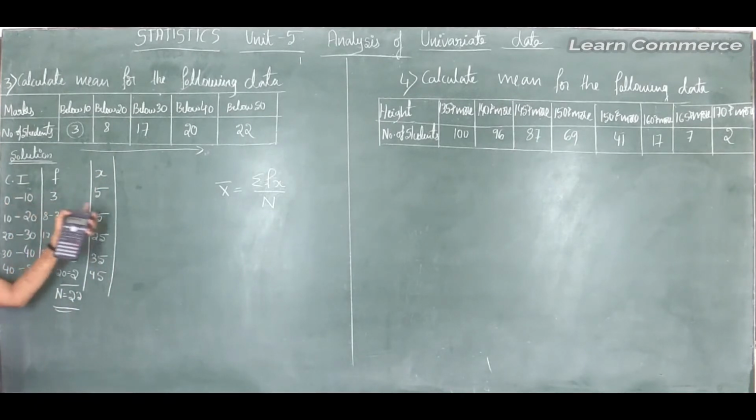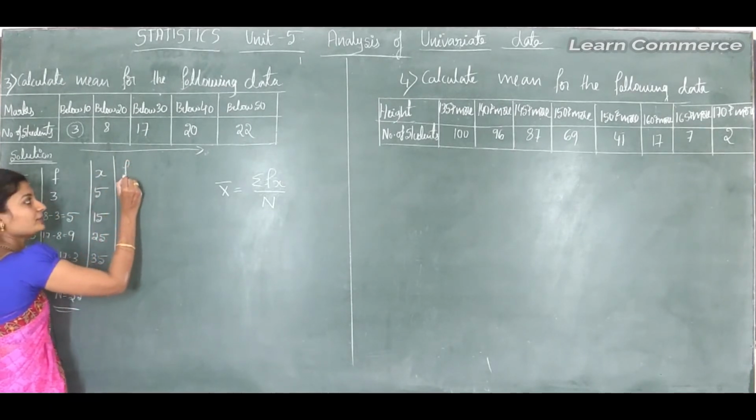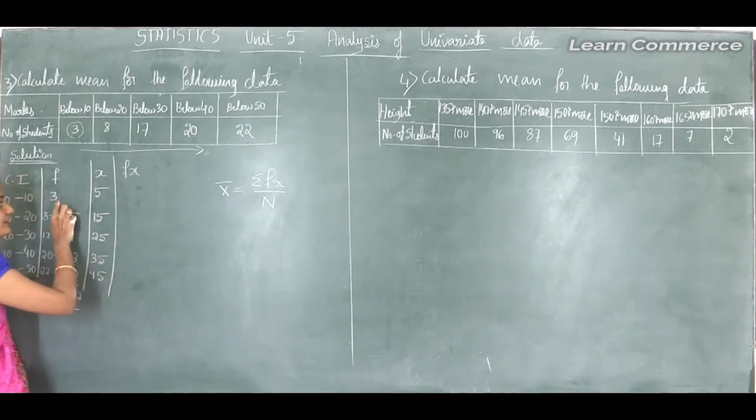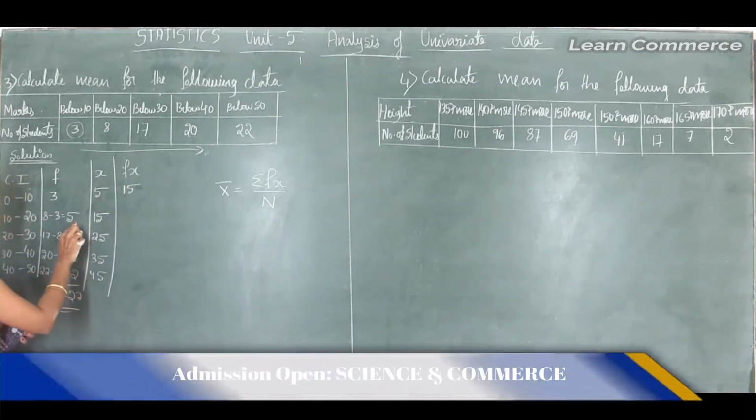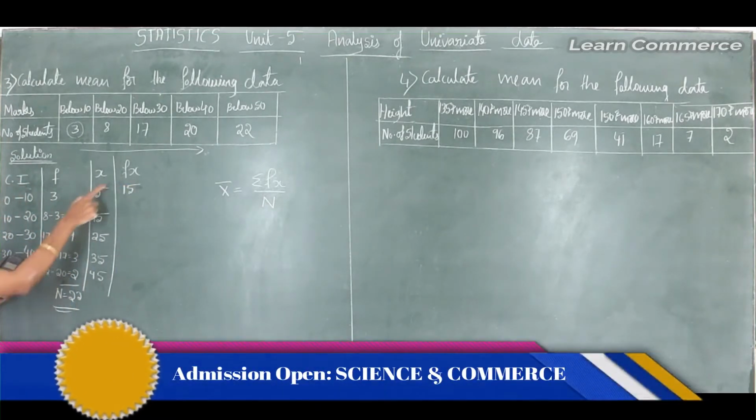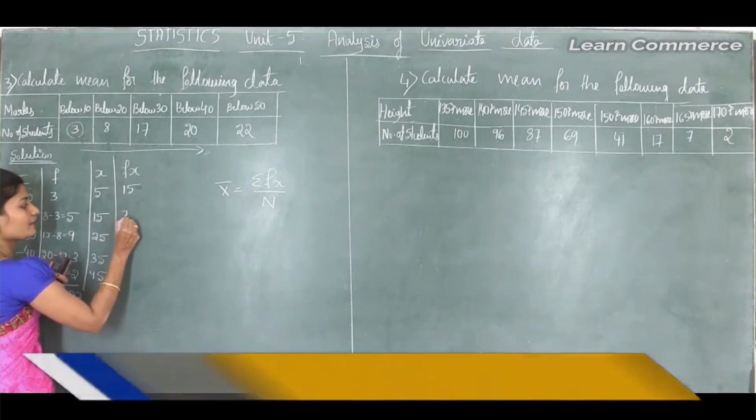So next, based on formula we need to do f into x. See here f is 3, x is 5. So 3 into 5 that is 15. Next here f is 5 and x is 15. So 5 into 15 that is 75.